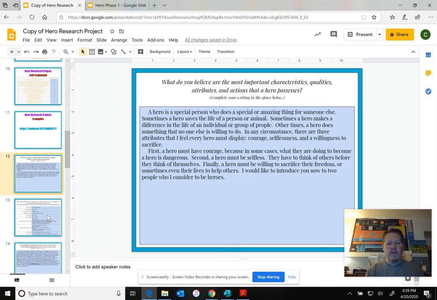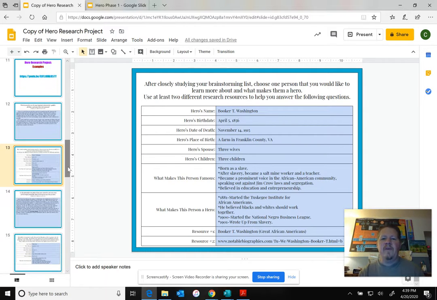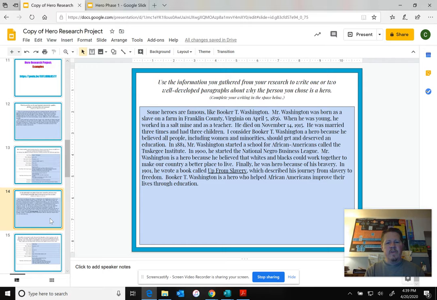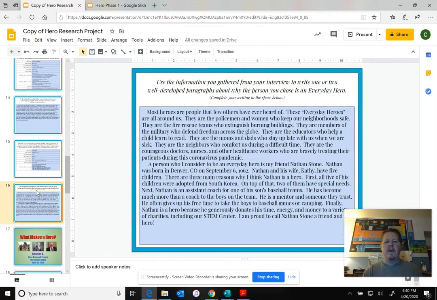So that's my what a hero is. This is my research that I did on my famous person. I chose Booker T. Washington. And this is the research that I did. And here's my paragraph. Then finally, I did an interview with my friend Nathan. And this is some information about him in my Everyday Hero written report.